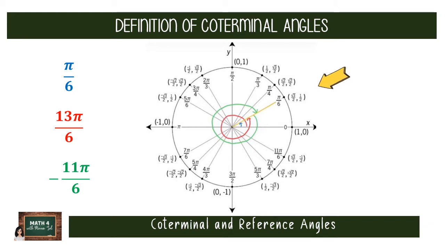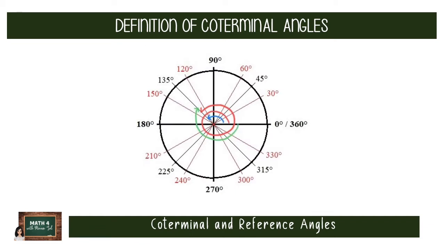That's the reason why they are called coterminal angles. Remember that the prefix co means same, so they have the same terminal side. Let's have another example of that, this time in degrees. Let's have 135 degrees colored in blue, 495 degrees colored in red, and -225 degrees colored in green. Again, they are coterminal angles because their terminal sides coincide.